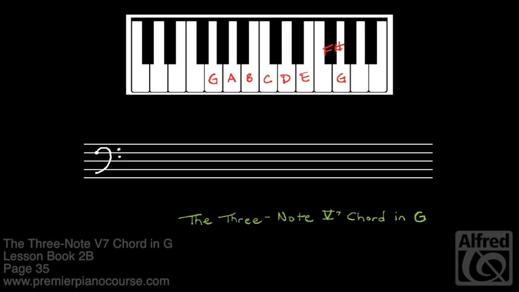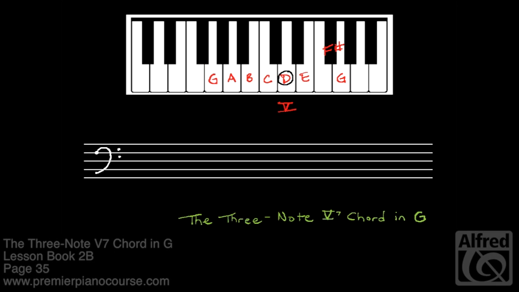The three-note 5-7 chord in G. You know that the three-note 5 chord is built on the fifth note, the dominant of the scale. The 5-7 chord adds a seventh. In the key of G, the fifth note, the dominant, is D. The 5 chord is built on D.